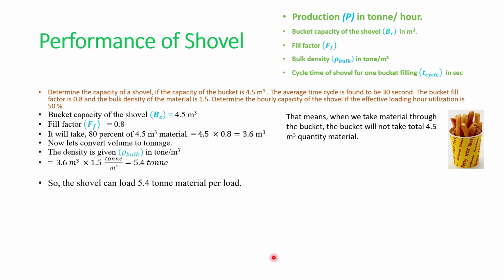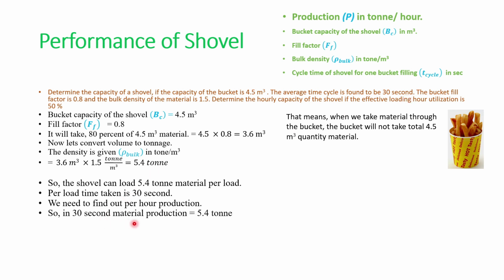Now again, the shovel can load 5.4 ton of material per load. So per load it can take 5.4 ton of material. Per load time taken is 30 seconds. It is given the average cycle time is found to be 30 seconds. We need to find out per hour production. So in 30 seconds, material production is 5.4 ton. It's given.